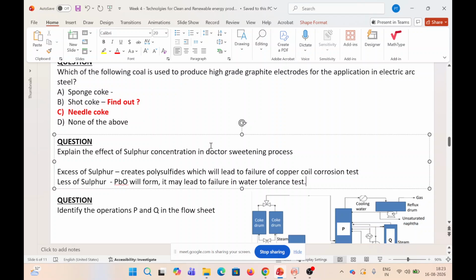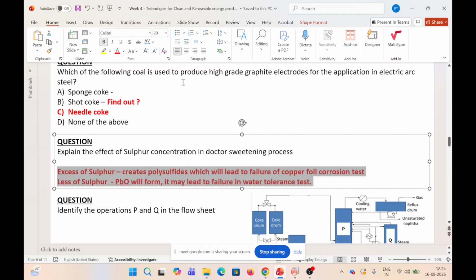In this sweetening process you use sodium plumbite and sulfur. Na2PbO2 is called sodium plumbite. If there is excess of sulfur, it creates polysulfides and leads to failure of the copper foil corrosion test. If there is less sulfur, then your PbS may react with the oxygen, leading to formation of lead oxide, and that can lead to failure in the water tolerance test. So please remember this. Please let me know if you have any doubts in the first and second questions, or else we can move to the next one.